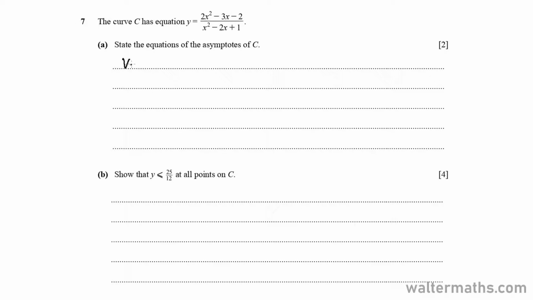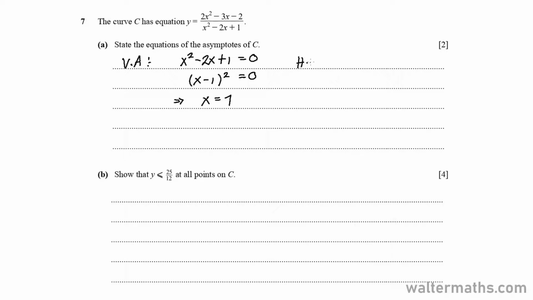So we're going to start with the vertical asymptote. For the vertical asymptote, I'm going to set the denominator to 0. So x squared minus 2x plus 1 equal to 0. This is x minus 1 squared equal to 0. And we get that x is equal to 1. So this is the equation of the vertical asymptote.